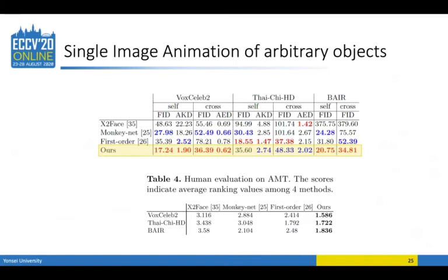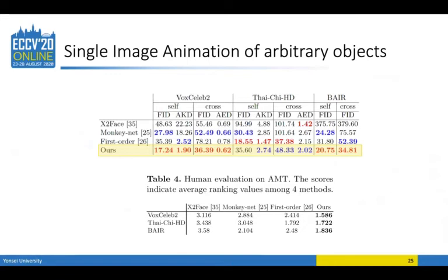For quantitative comparison, we measure the following metrics on self-reconstruction and cross-identity motion transfer. FID scores measure the quality of generated images, and AKD and AED scores show the degree of motion and identity preservation. In both Select and Bear, our network outperforms the baselines in all metrics. In Taichi HD, however, our results are worse than those of First Order, especially for self-reconstruction.